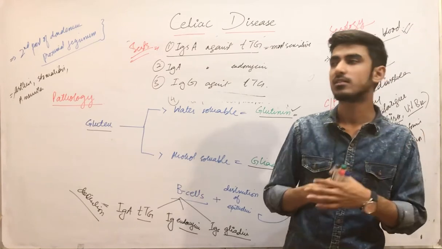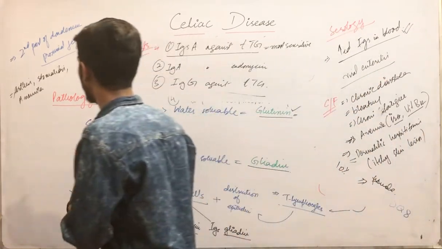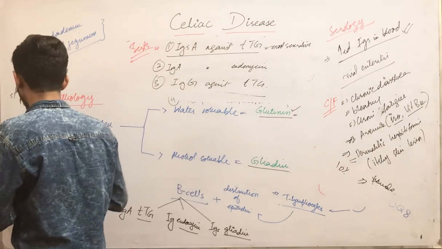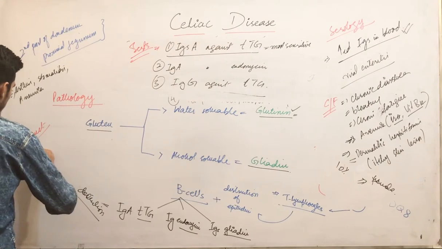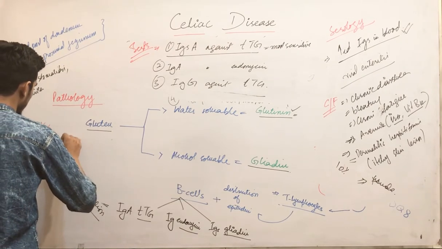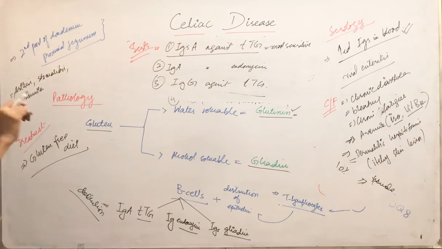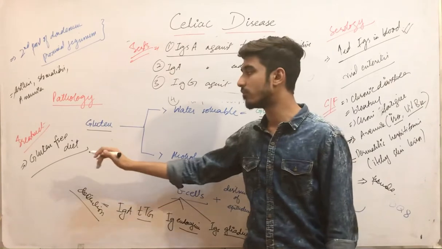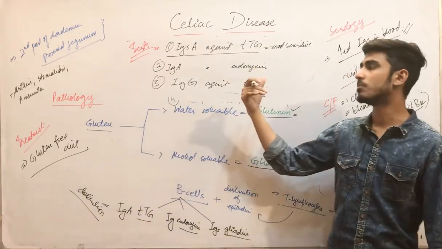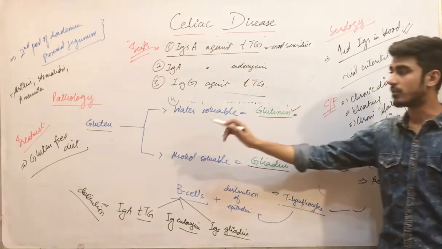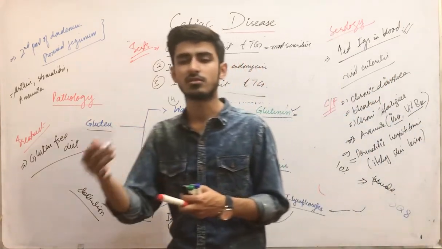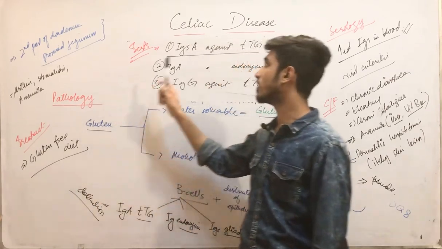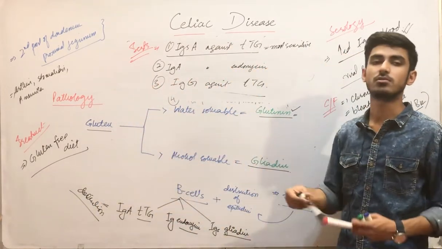Clear? Now the last thing is the treatment of this disease. Basically there is no treatment of this disease. The treatment, you can say, will be the gluten free diet. It means you have to strictly restrict the patient from gluten; you don't have to give gluten. And if this condition is diagnosed, then with the gluten free diet, the patient can recover in 6 to 12 months. But the diagnosis is very important. If it is diagnosed early, then it can also be treated early.